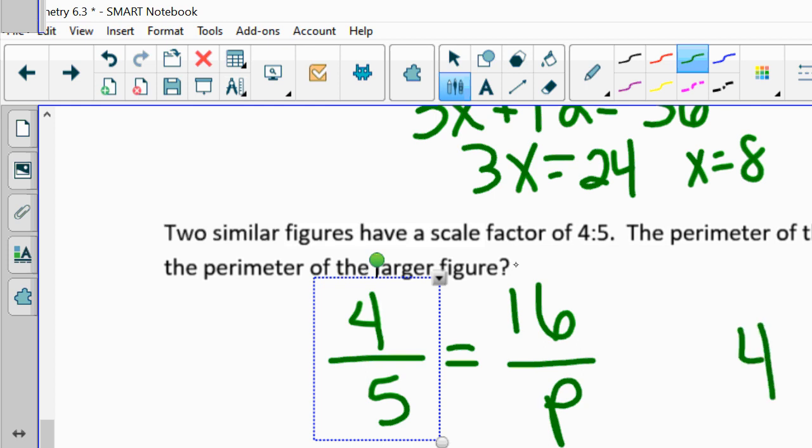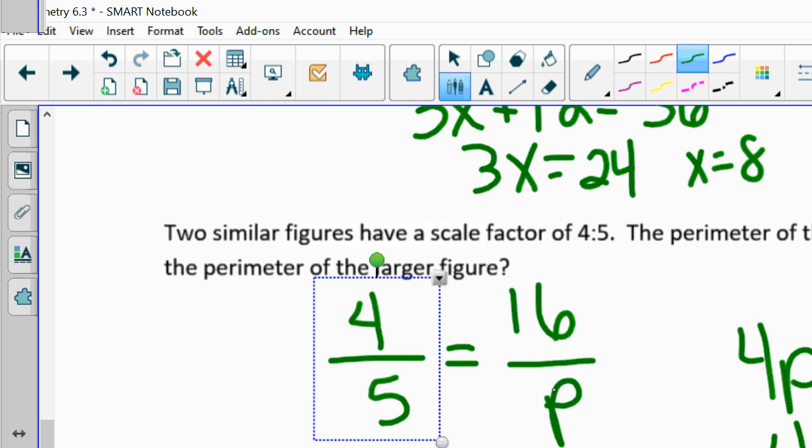Cross multiply, 4P equals 5 times 16. So 4P equals 80. P equals 20. They didn't give me units. The perimeter of the larger figure is 20.